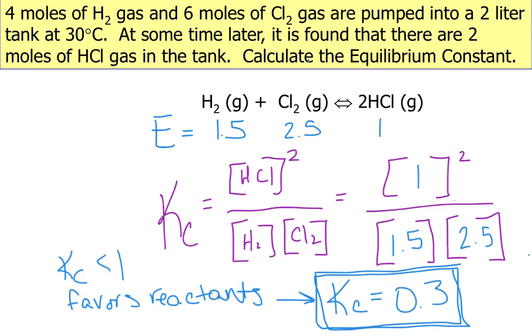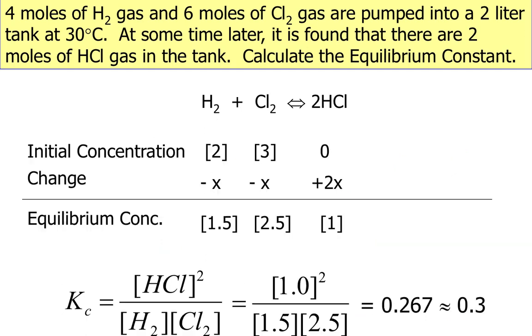Keep in mind the meaning behind this. When we get a decimal, or a Kc of less than 1, we are favoring reactants at that equilibrium, meaning there would be more reactants than products at the equilibrium.